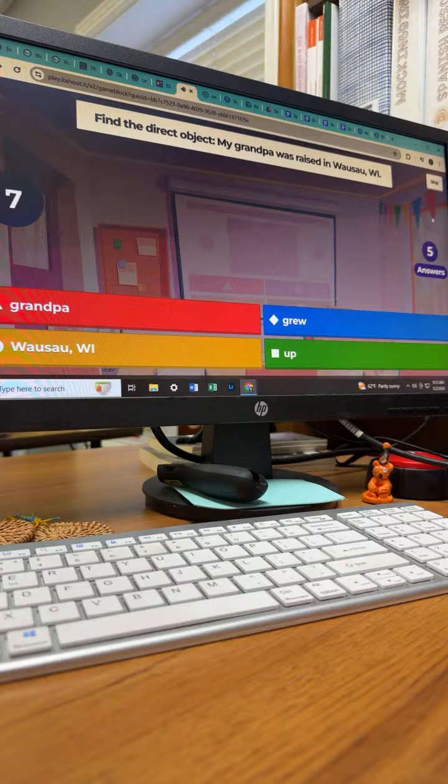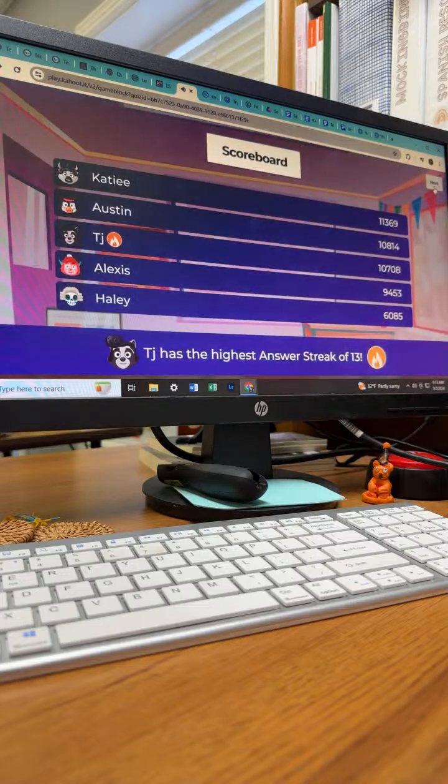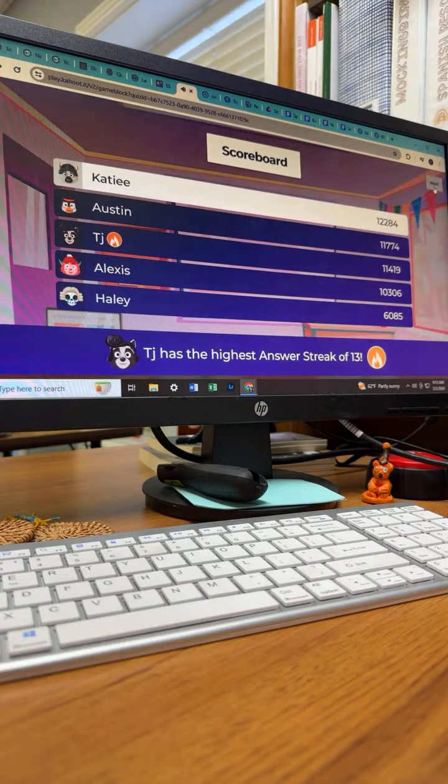So what's happening in the sentence, or what has happened? My grandpa was raised. So he was raised in Wisconsin. Because that misclick did hit the right thing. I thought I hit red for a second.